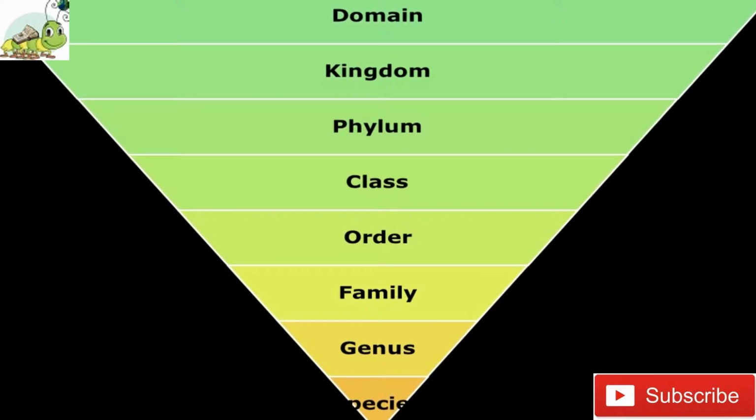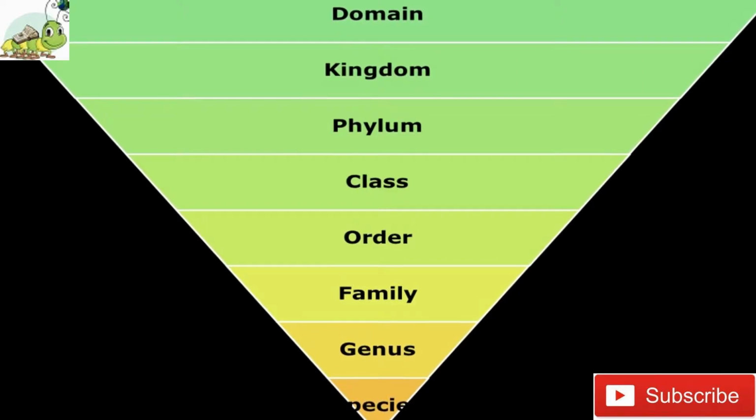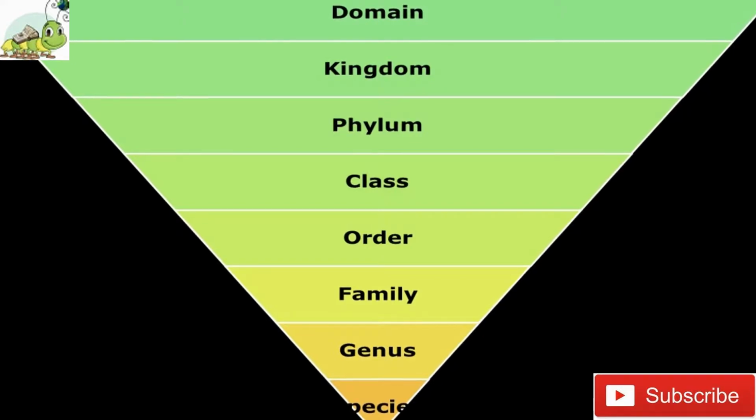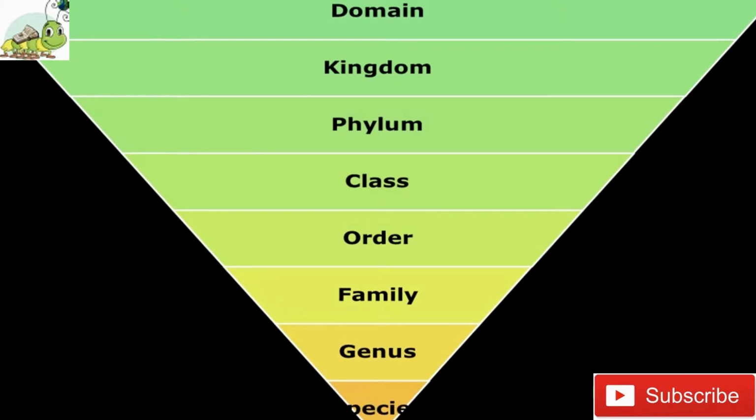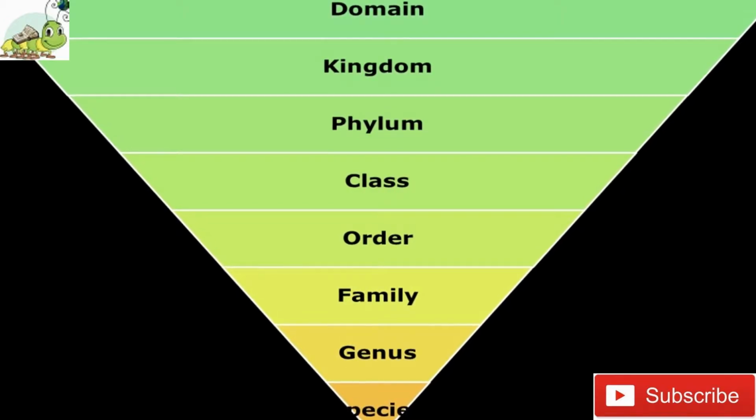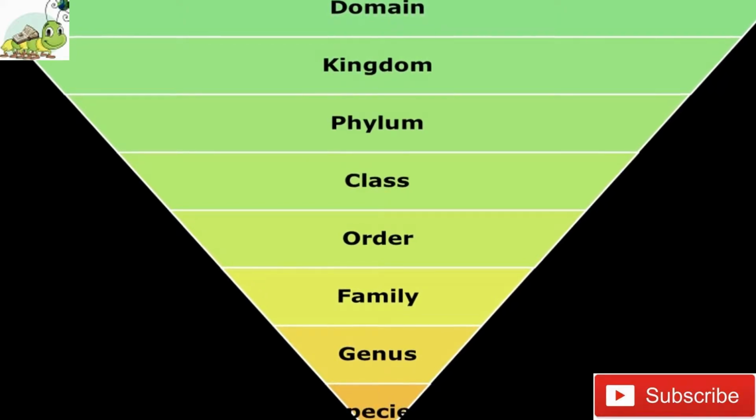Intermediate categories. What is an intermediate category? In addition to the above 7 obligate categories, which are used to accommodate characteristics of certain groups with more precision, existing categories have been split. These are added with the prefix sub, meaning below, or super, meaning above.